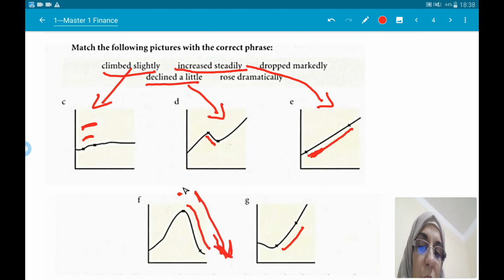From the peak, from the top to the bottom. But how is this movement? It's a downward movement, but a quick one. Now G. For G, so here it's dropped markedly.